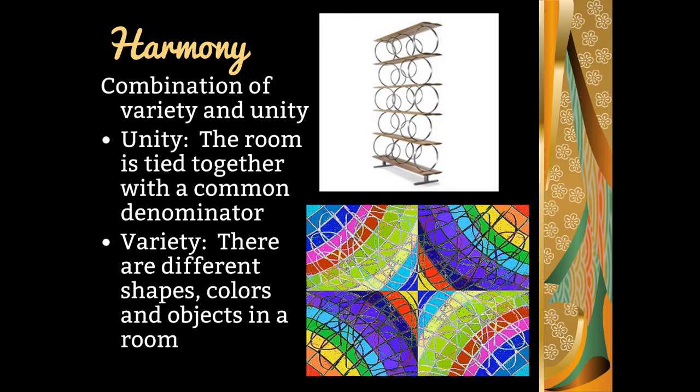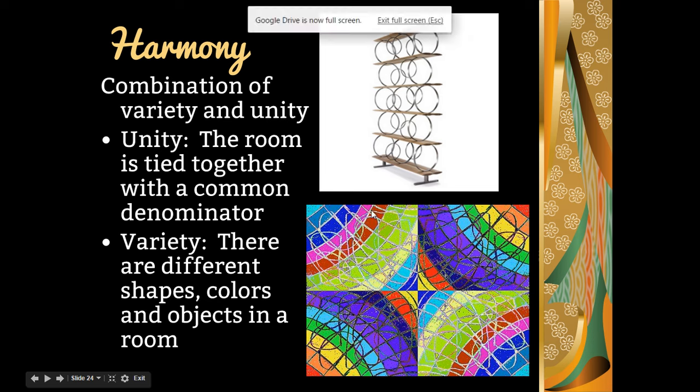And then the next one is harmony, which is the combination of variety and unity. So unity is the room is tied together with a common denominator. It could be a shape, a color, a line, etc. And then variety is there are different shapes, colors, and objects in a room. So meaning all the texture, the lines, etc., they're all creating the harmony. So unity is when it all kind of looks the same, which is like all these circles, and variety is when you have all these colors and lines and shapes, etc., and that's what's adding variety. And again, some people might say, I'd rather have unity where it's all the same over and over and over, and other people might want this variety to create fun and illusion in their space.